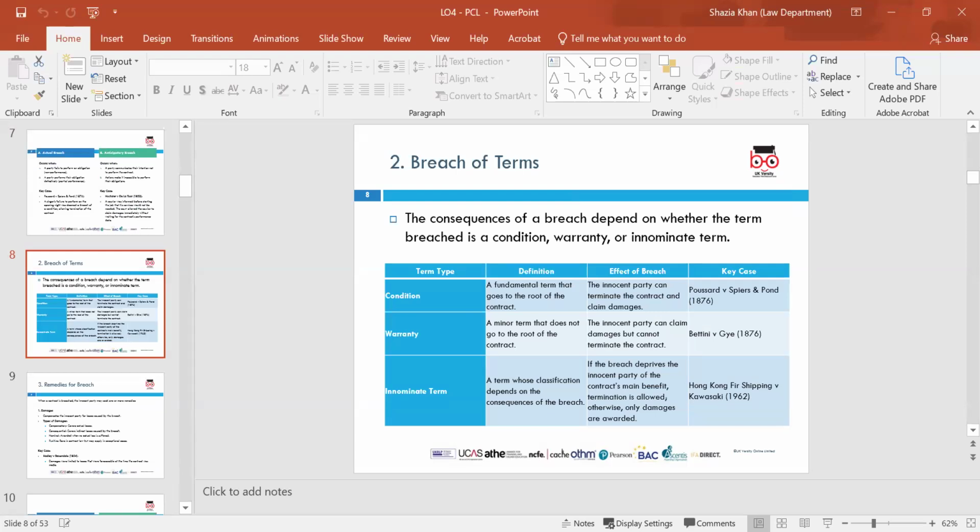A breach of term is where one party fails to fulfil their obligations under an agreement. This could include breaking a written or verbal term or an implied term. These elements relate to breaking a condition, a warranty, or an innominate term, which the diagram shows you, with reference to the definition, the effect of the breach on a contract, and the key case in reference to that.